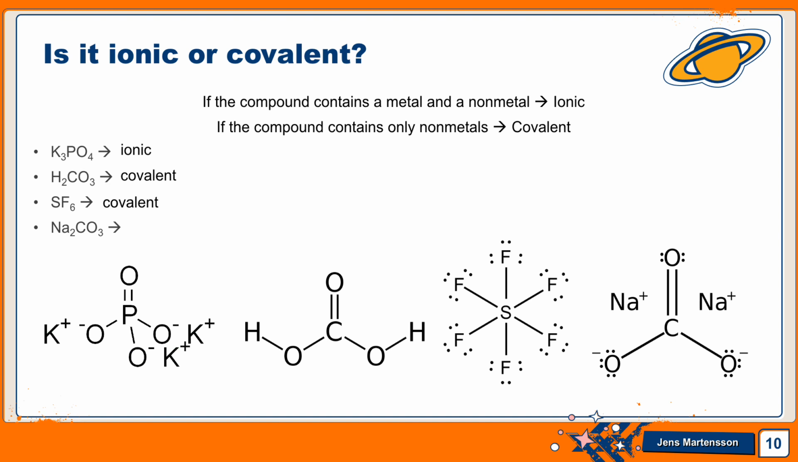Lastly, we have sodium carbonate, and you can see here that there is covalent bonding between carbon and oxygen. We have a double bond here, but our sodium atoms are also transferring their outer valence electrons to the oxygens to achieve the full outer shell. So since there's a transfer going on, and also that sodium is a metal, and the rest are all nonmetals, it is an ionic compound.